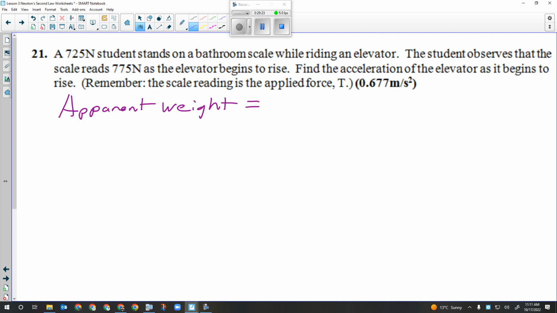Apparent weight is a term that's going to come up a lot in both Unit 2 and Unit 3. Your apparent weight is the normal force. It's the reactive force of the surface you're standing on.